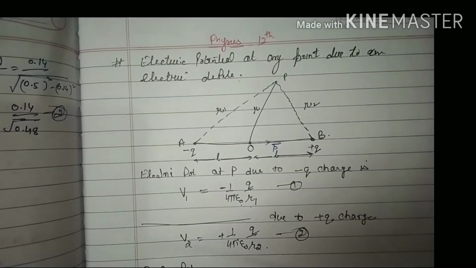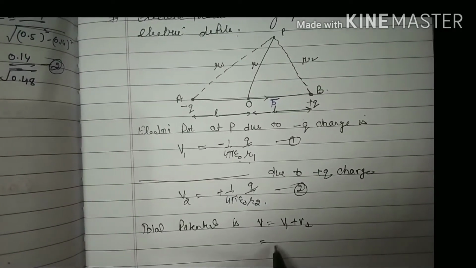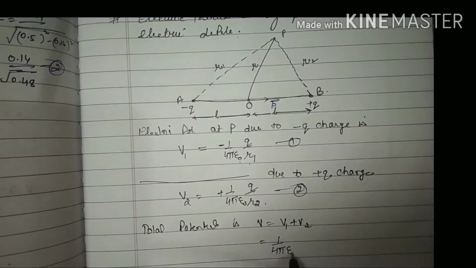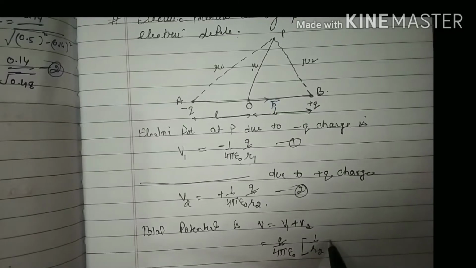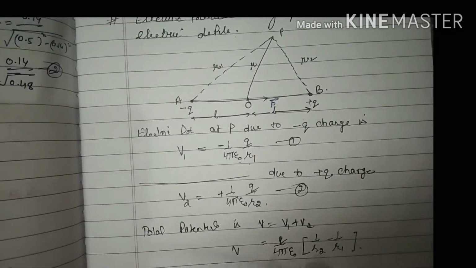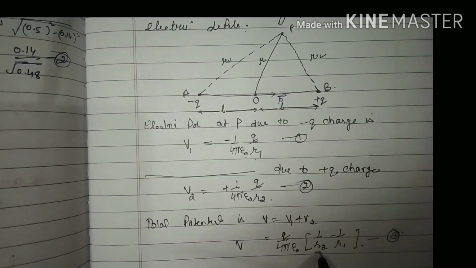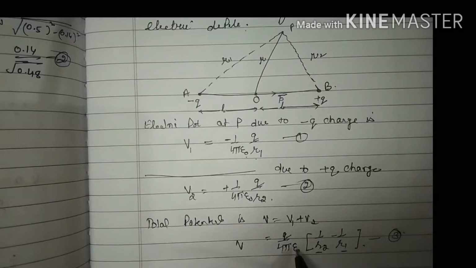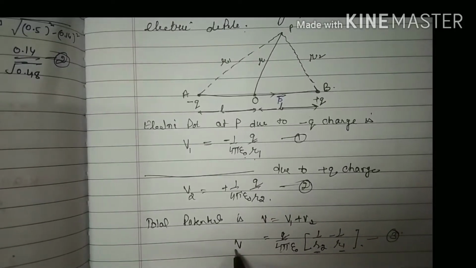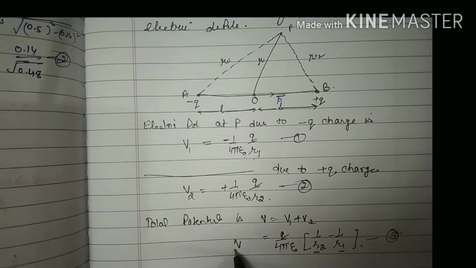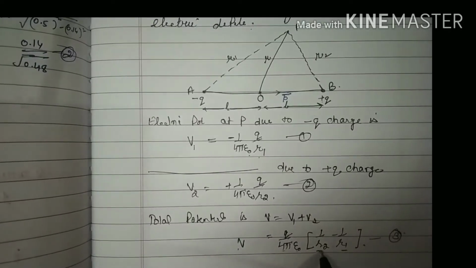So the total potential V is equal to V1 plus V2, which is equal to 1 upon 4 pi epsilon naught times q, which is constant, and we write 1 upon R2 minus 1 upon R1. This is equation number 3. Now we have to find R2 and R1, because q and 1 upon 4 pi epsilon naught are constant values. So when we calculate R2 and R1 and put them in equation number 3, we are able to find the electric potential V at point P. For that we will apply a mathematical strategy to find R2 and R1.